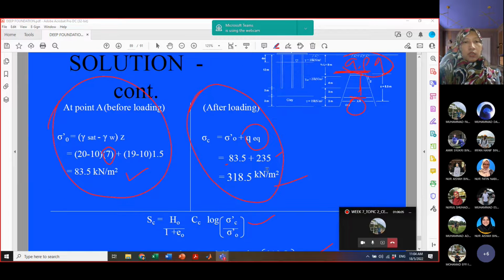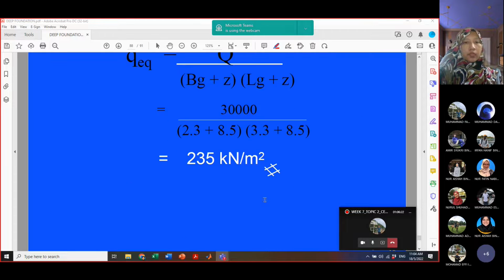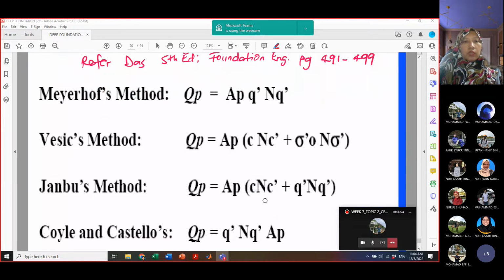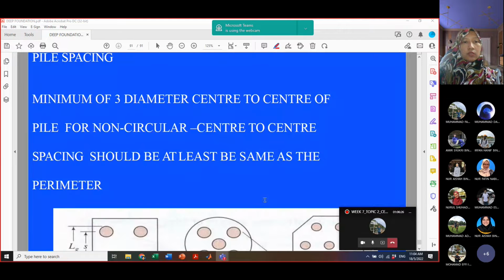So you can see that the stresses increase before and after loading at the point A. So then at this particular time to calculate the sigma C in this equation, so kita kena masukkan sekali the effect of the equivalent loads. Okay, do you have any questions?